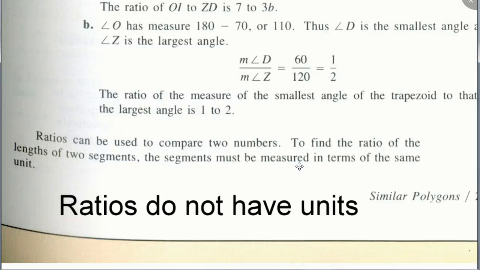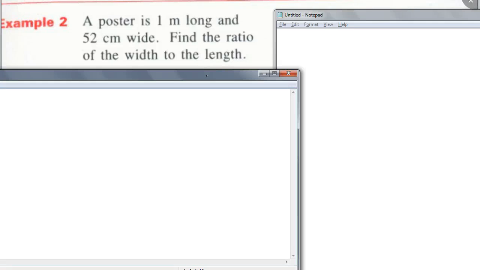All right. May I move on? Okay, write this down then. Let's do this example. It says a poster is 1 meter long and 52 centimeters wide. Find the ratio of the width to the length. Go ahead, everybody try. Could it be 1 to 52? There are 2 ways to do this. I'll wait.